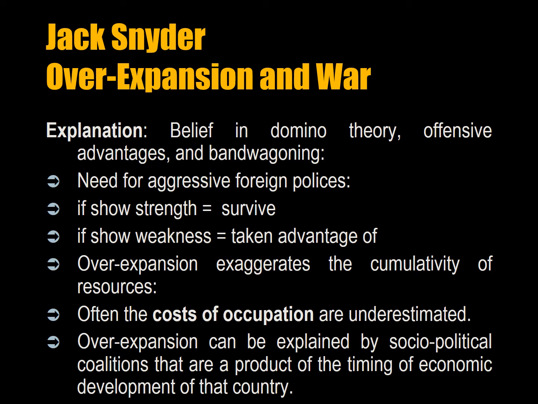So the explanation is as follows. A belief in the domino theory, offensive advantages, and bandwagoning tends to lead to the need for aggressive foreign policies. If you show strength, you will survive, and if you show weakness, other states will take advantage of you. So for example, states that behave aggressively, such as the Soviet Union, tend to lose and not gain allies. States that are restrained and benign, such as the United States, tend to make allies. So the US has far more allies than the Soviet Union did.